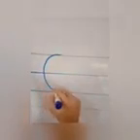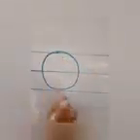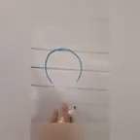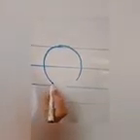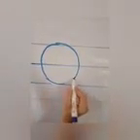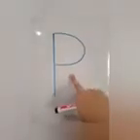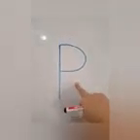Start from the top and make a big circle to the left and touch this line. Make it again, touch the third line like this. P, capital P.